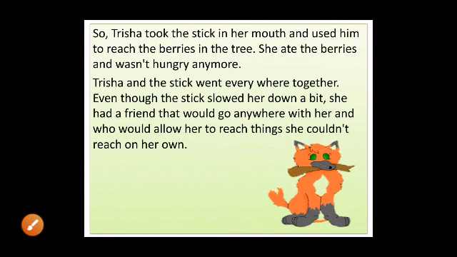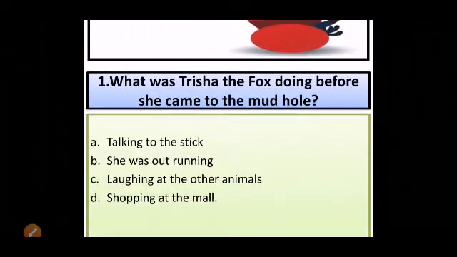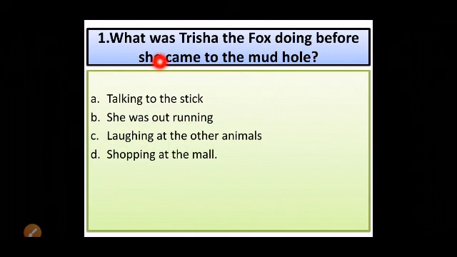Now we are done with comprehension. Let's see some questions. What was Trisha, the fox, doing before she came to the mud hole? We just read in the comprehension that one day when Trisha was out running, she came to the mud hole, right? Do you remember this? So let's see the options and choose the correct one.